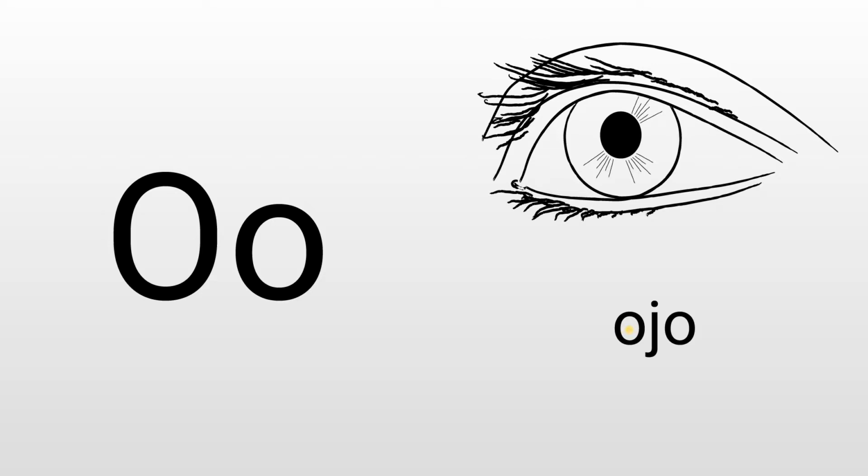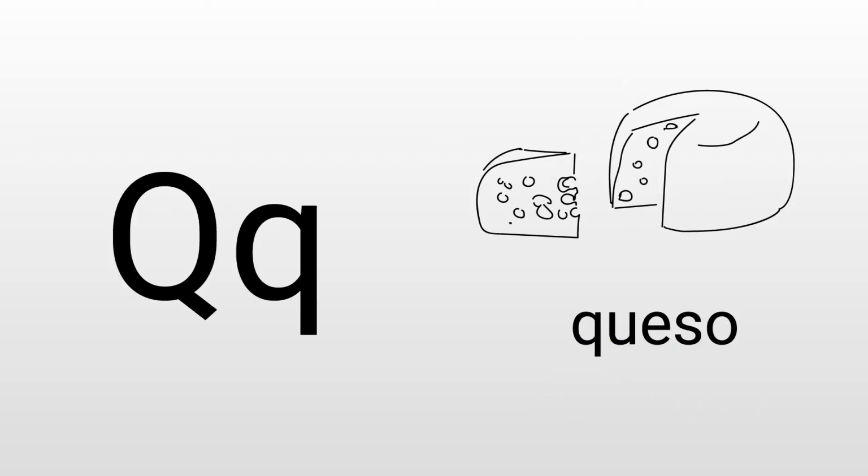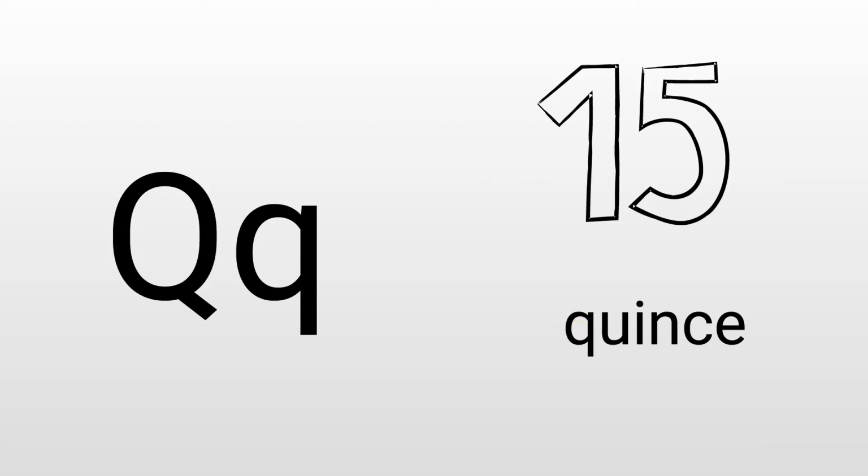O, as in ojo, sounds similar to the O in obey or open, but shorter. P, as in papá, sounds like P in English, as in pie or appear, but shorter. Q, as in queso or quince, works kind of like in English. It is always followed by U, but in Spanish that U is always silent. So it sounds like K as in kiss or keg.